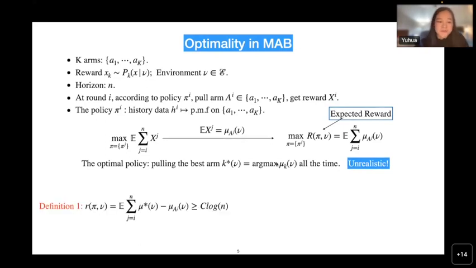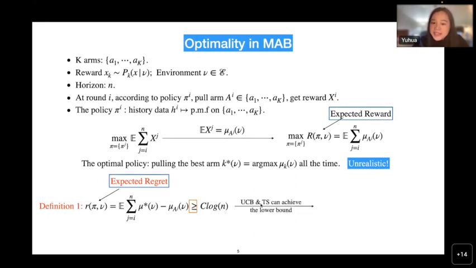So what people do is the following. They define an expected regret. After we pull n times according to our policy pi, we realize we should have pulled the best arm from the beginning. That is the regret of this policy. People prove that for any reasonable policy that does not know the environment a priori, the lowest regret you can achieve is of order log n.